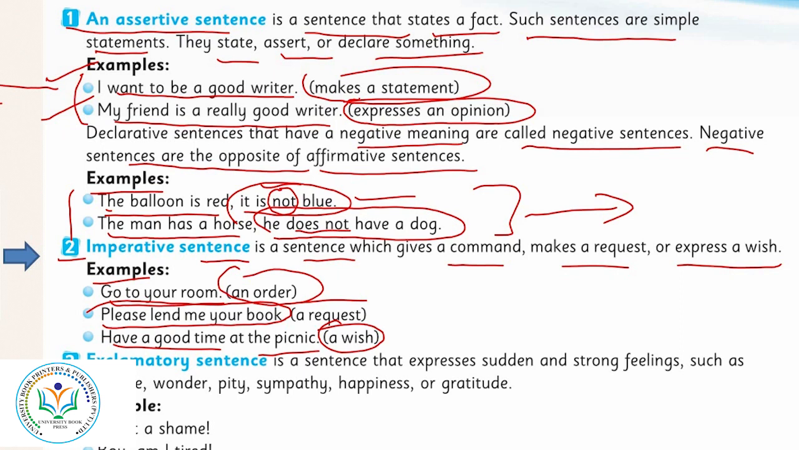Look at the third one. An exclamatory sentence is a sentence that expresses sudden and strong feelings such as surprise, wonder, pity, sympathy, happiness and gratitude. Gratitude means being thankful to someone.